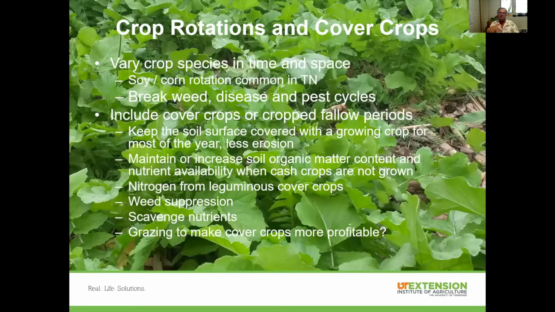One thing about cover crops, as we saw in that previous slide, is that much less erosion is going to take place because we've got something growing on the soil most of the year. We know that we're going to slowly maintain or increase soil organic matter content. If we've got leguminous cover crops in the mix, we're going to supply some nitrogen to our plants. We know that some weed suppression will occur, and that we're going to scavenge nutrients. And some people in other parts of the state, especially in Middle Tennessee, have started to graze their cover crops in the springtime, and they're finding that makes the cover crops more profitable. But that's just an aside there.